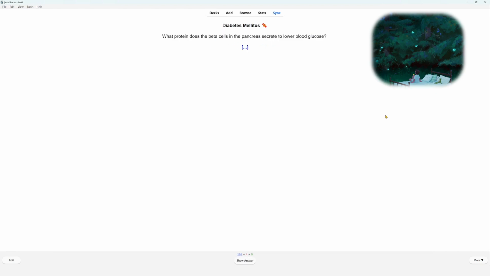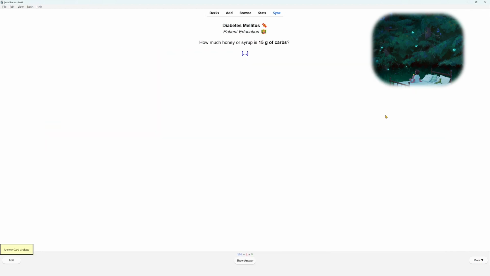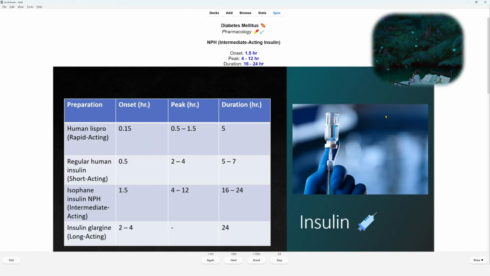What protein do the beta cells in the pancreas secrete to lower blood glucose? Insulin, rather. NPH. So this is 1.5 as the onset, 6 to 8 peak, 12 to 16 to 24 duration, 4 to 12 peak. Okay, we got that wrong. We'll do it again.